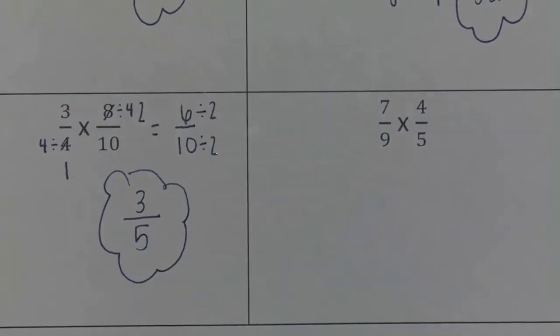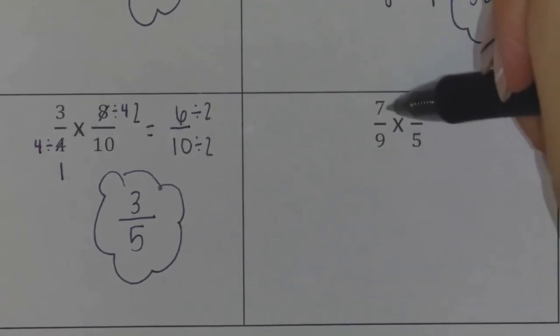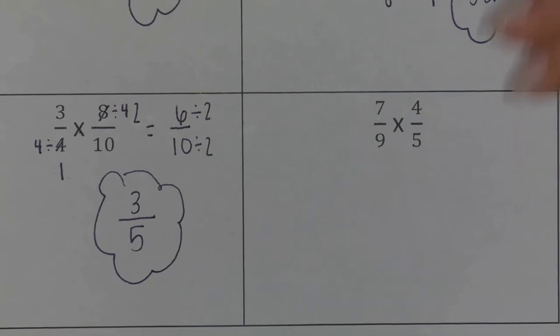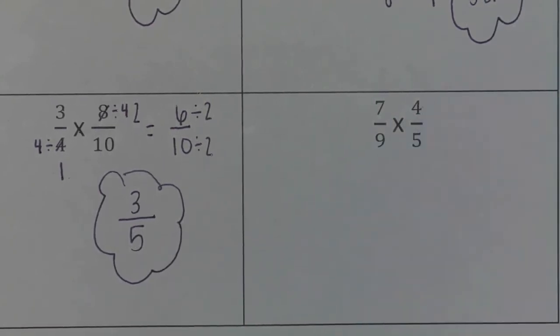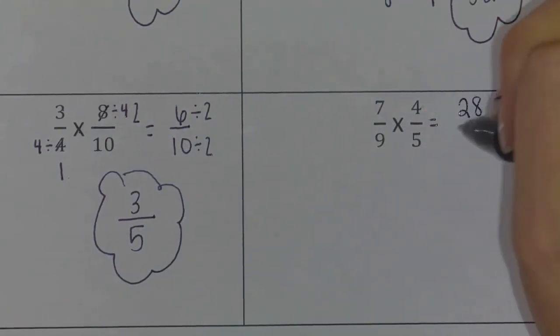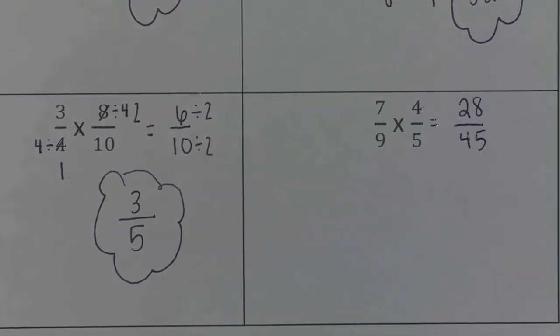And then our very last one, I have 7/9 times 4/5. When I look, I can't simplify 7 and 5, and I can't simplify 4 and 9. So this is an example where cross simplification just doesn't work. I don't have that as an option. So I just need to multiply straight across. I have 7 times 4, which would give me 28, and 9 times 5, which would give me 45.